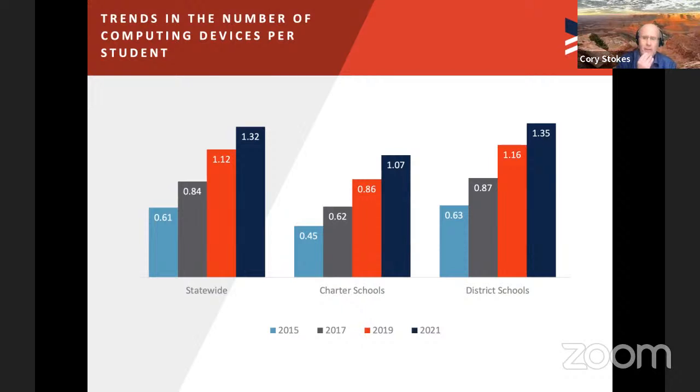So you can see some really prominent trends here. Back in 2015, we had 0.61 devices per student, so about 1 device for every 2 students, to now in 2021, just a few short years, we've got 1.32 across the state. So we have more than 1 device per student, which is pretty amazing, pretty cool. You can see there's a little difference between charter schools and districts, but not much.